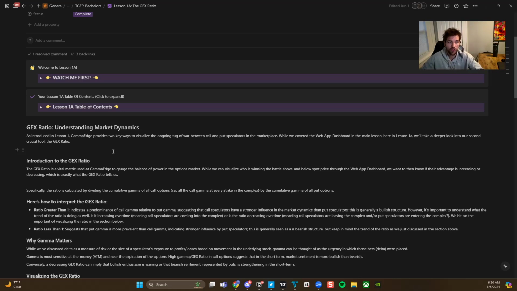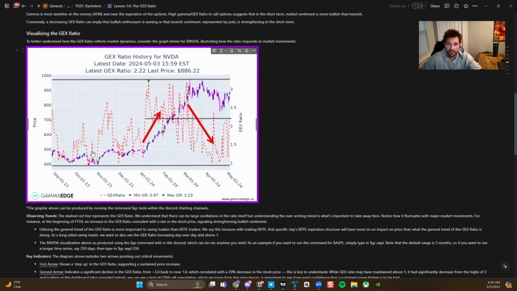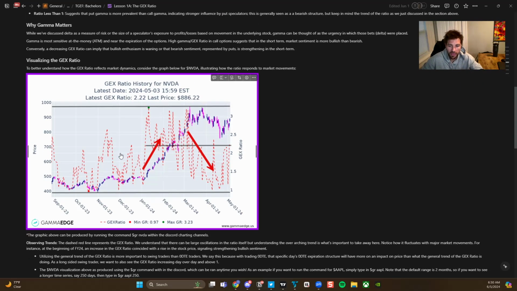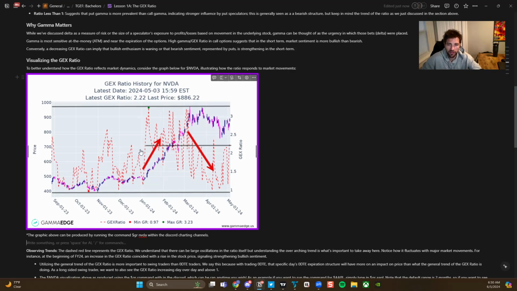So the GEX ratio is a great way to visualize that, because what we've done is create a time series over time of the end-of-day GEX ratio. So we can see the GEX ratio increasing day over day or decreasing day over day. Like the example of this chart, this is a command in our Discord that you are able to run.